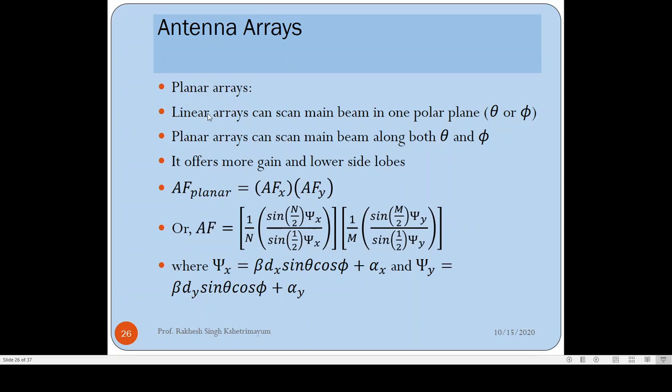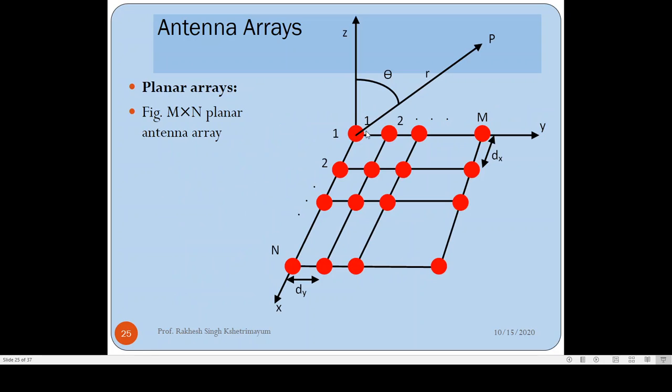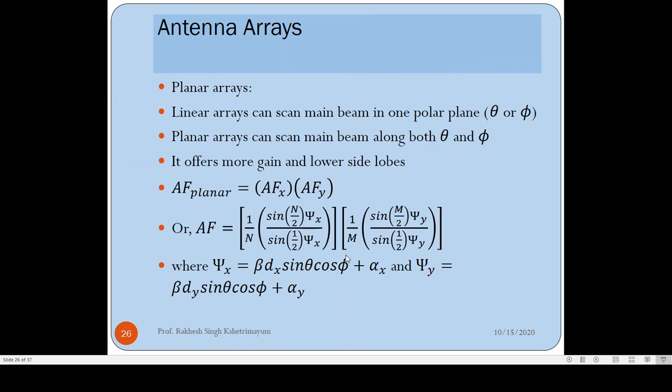One of the major advantages of planar antenna arrays is that you can do beam scanning in both theta and phi. In the previous example, with a uniform linear array, I can do beam scanning for different values of theta. But with a planar antenna array, I can do beam scanning over both theta and phi. This is one major advantage. To find the array factor for this planar antenna array, you find the array factor for one of the element arrays, then for the other element array, and you multiply those two to get the array factor for the overall m by n planar antenna.